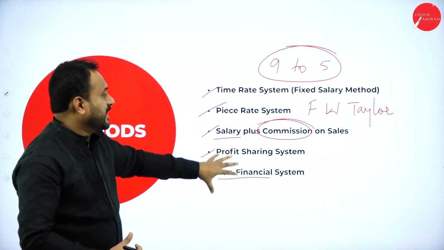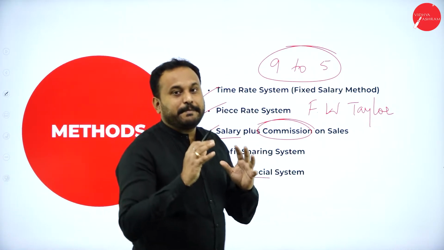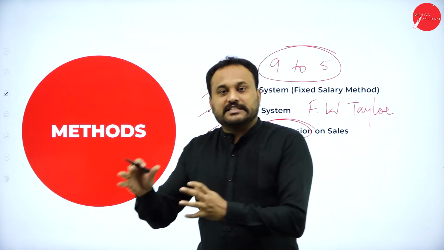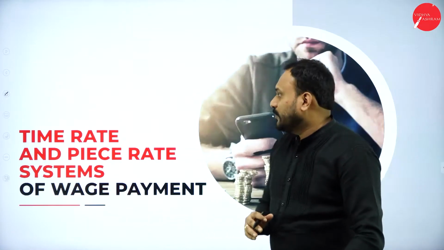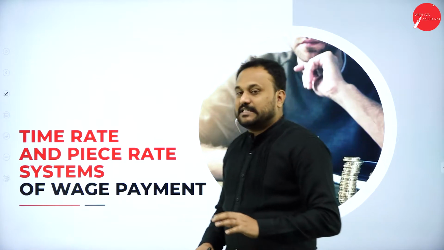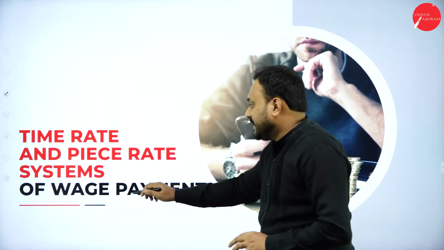So these are the 5 main headings of methods of payment of wages and salary. The first one, let's go with it: the time rate and piece rate system of wage payment.